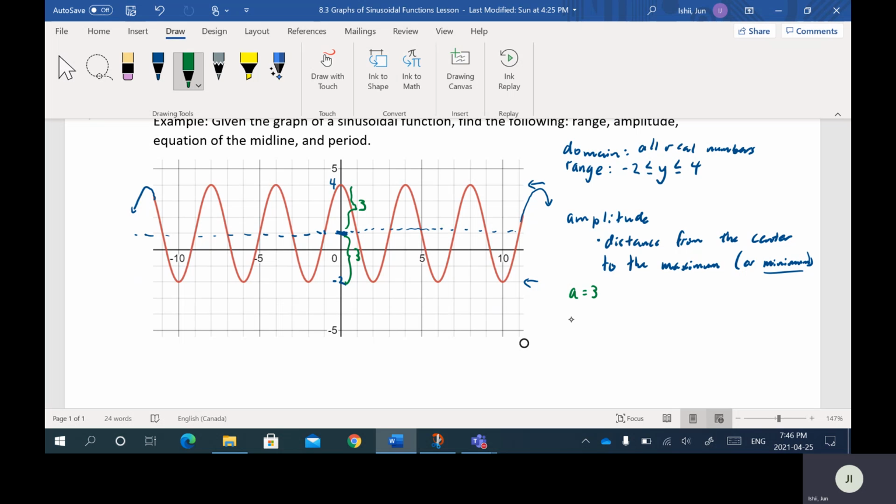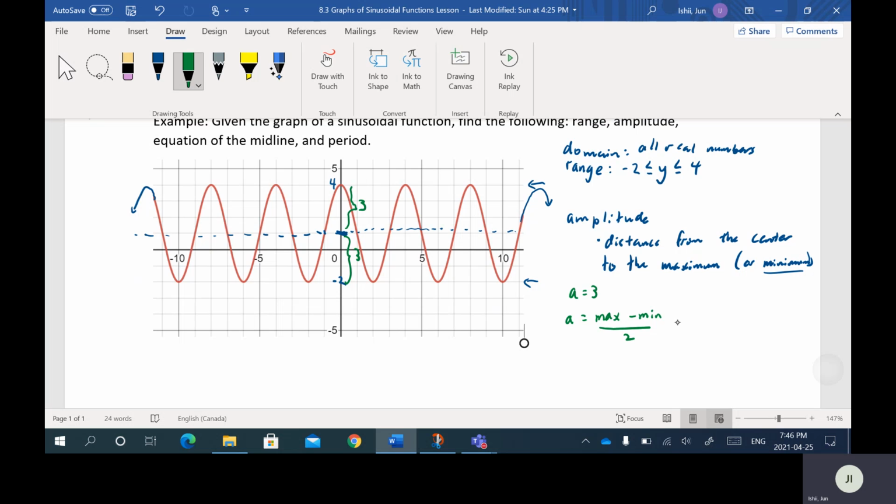So another quick formula here is the amplitude is going to equal the maximum minus the minimum divided by 2. This kind of makes sense, right? The maximum minus the minimum would be the distance from the top to the bottom. And then if we're dividing it by 2, that would give us half the distance. So this should work out.